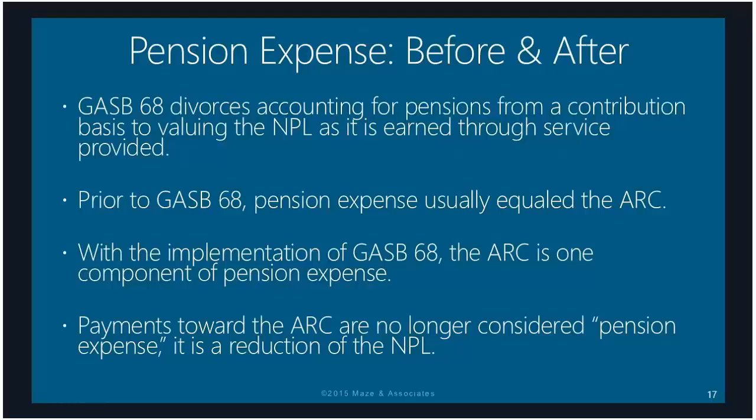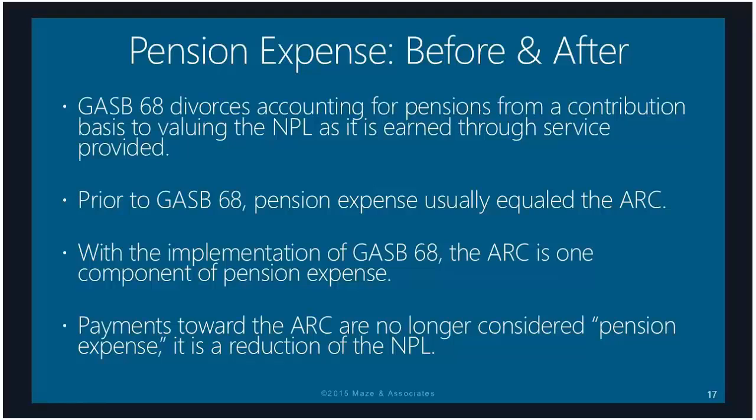Like we touched on earlier with the actuarially required contribution, in the past, prior to 68, this would solely be what you paid to the plan. With the implementation of 68, the focus goes not towards what you pay to the plan, but shifts towards how the benefits are earned. Your pension liability is earned through service provided. So an employee who works maybe five or 6 years earns a certain amount of pension liability, or is owed, I should say, a certain amount of pension benefit.